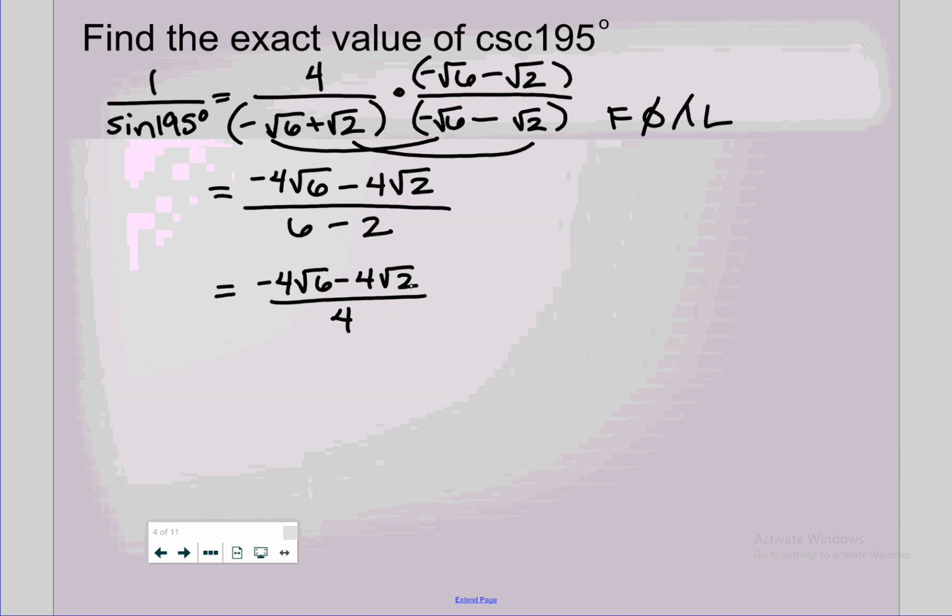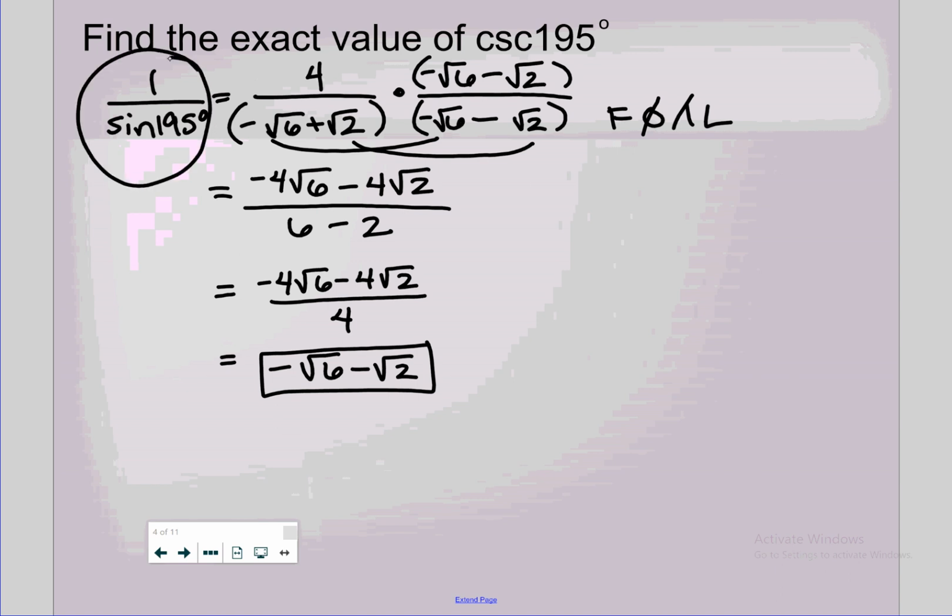All of them have a 4 out front of the radical. So I can reduce this fraction by a factor of 4, which would leave me with negative rad 6 minus rad 2, final answer. If you want to check it, type 1 over sine 195 in your calculator, type the answer in the calculator, make sure the decimals match.